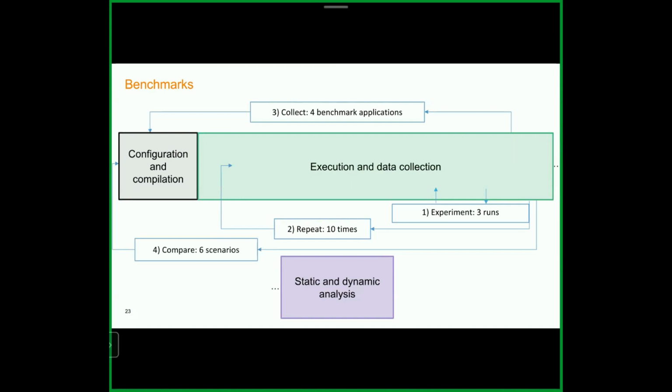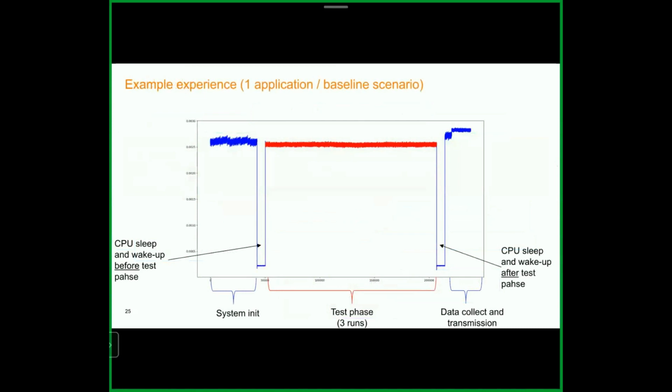And finally, we do it for 6 scenarios. So the 3 scenarios that I presented earlier, and the same 3, but with the MPU disabled, that will help us have an idea of the energy consumption of the MPU. And so the final step is to produce the statistics. So this is, for example, the energy consumption. And we crafted the test to isolate the test phase, that is the red line, compared to the rest.